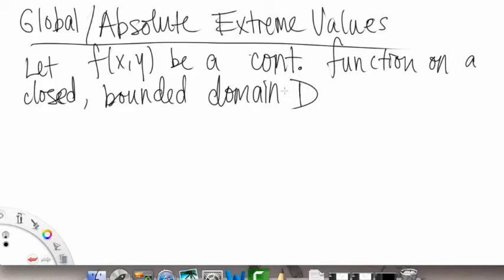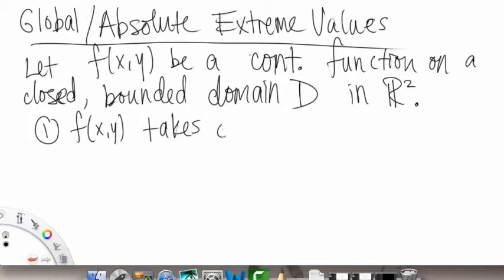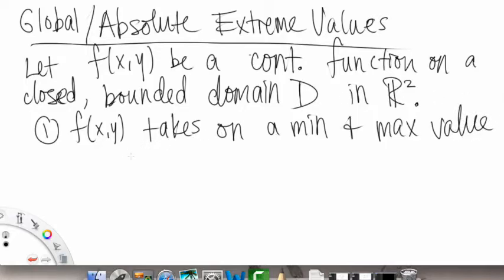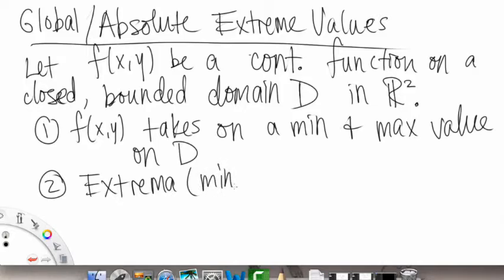Don't confuse that with the discriminant. And this is in R2, meaning the xy plane. So number one, f(x, y) takes on a minimum and maximum value on our domain D. And furthermore, number two, those extrema, the minimum and maximum, must occur.